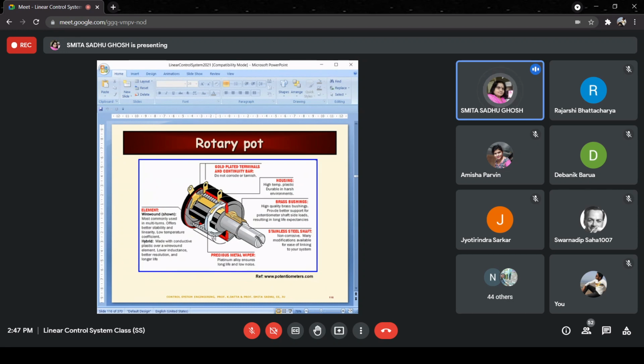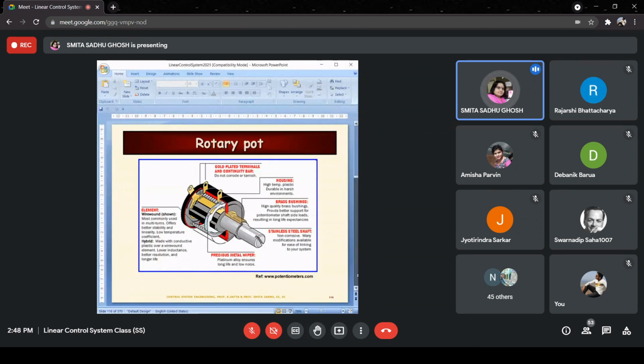Similarly, a rotary potentiometer is shown over here. You can see it's actually a circular element like this, and you can see the components which are going to constitute the rotary potentiometer. The reference is given over here. Reference means the website from which these figures or pictures, whatever you call it, have been taken. It's given over there. You have the slides with you. And if you want to actually see what these are or a bit of details of these, you can see, just for your interest, that is.